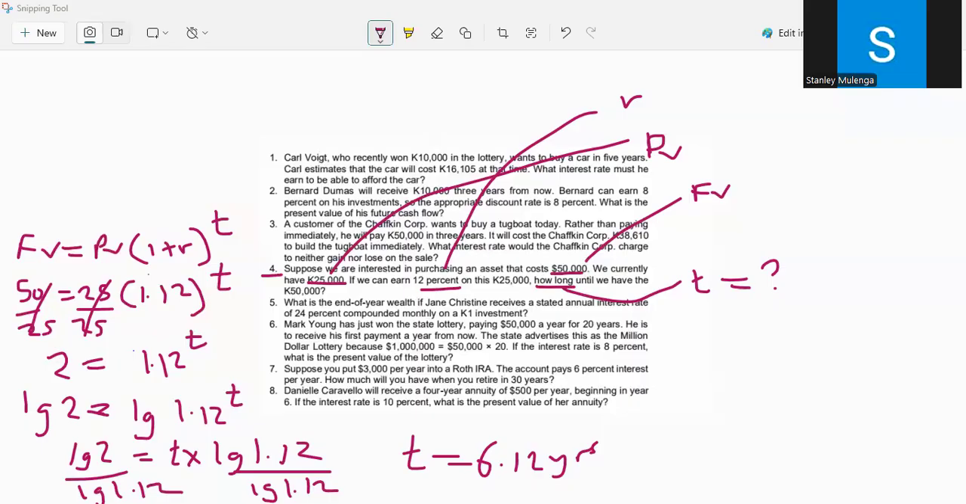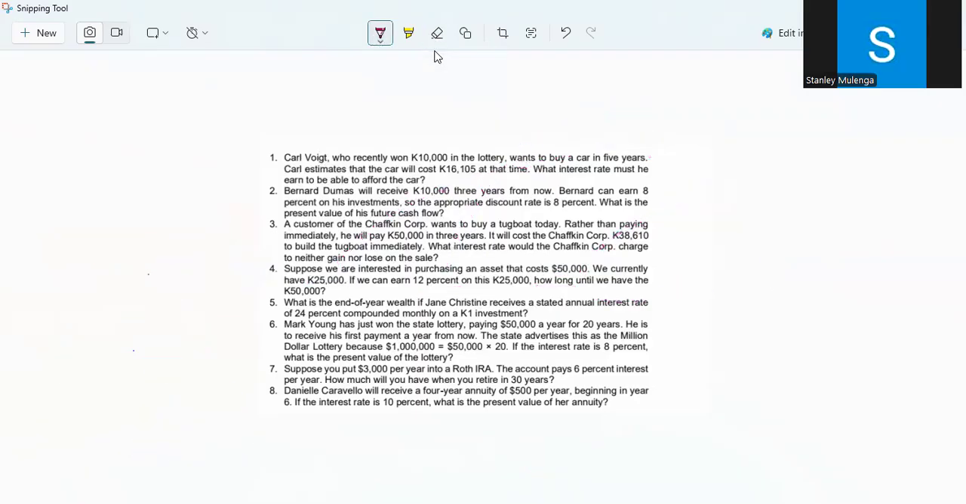Okay, the gents, let's go to question number 6. Number 6, what are we given? Is it number 6 or number 5? We're not seeing number 5. Number 5, yes. I'm not able to see.